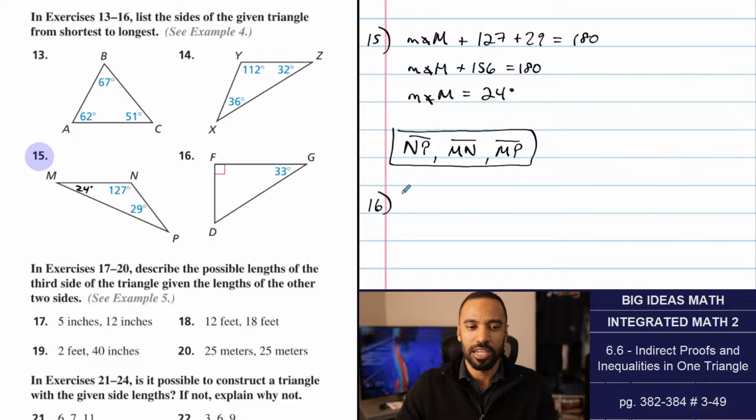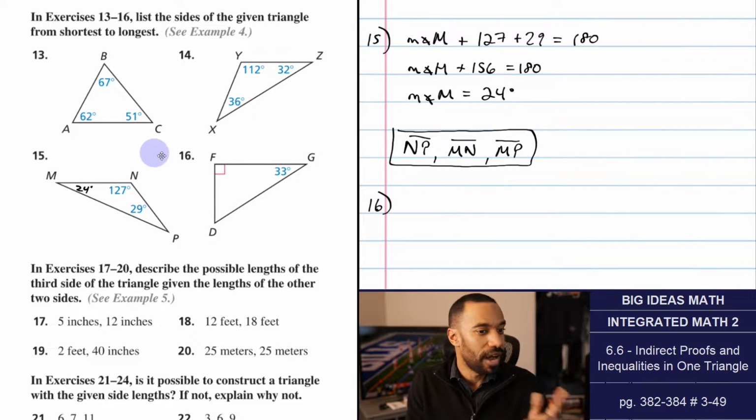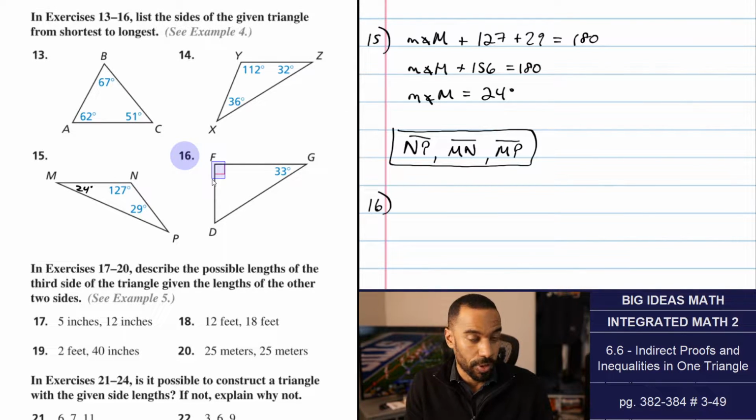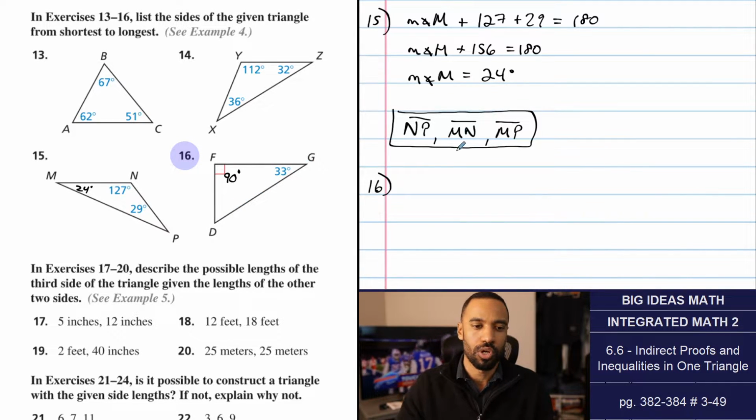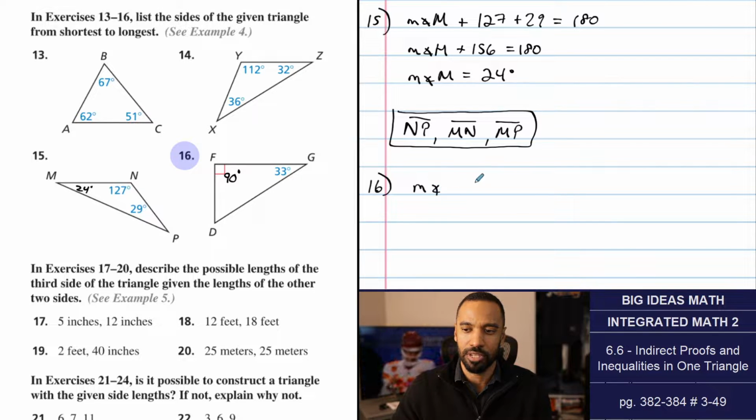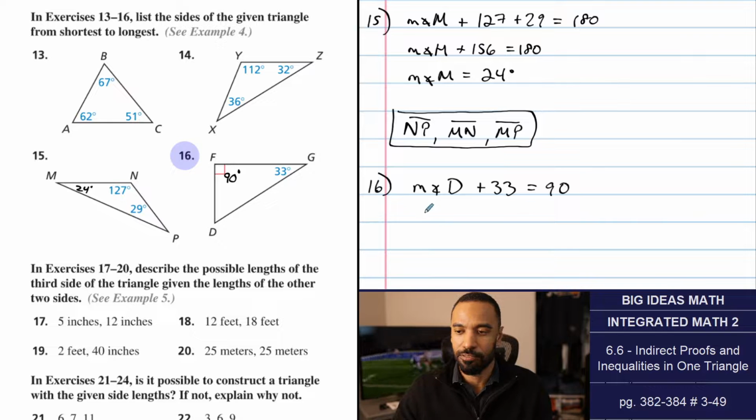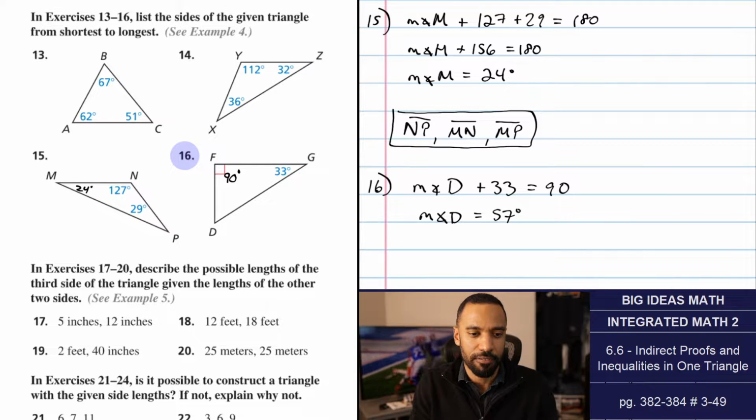Now, number 16 is a lot like number 15, only we have one angle measure. This is a 90-degree angle, which is something we probably should write down. But we don't have to add all of these to 180. G and D are complementary angles. If this is 90, then these have to add to 90, because they all have to add to 180. The right angle is going to have to be the largest in a triangle, so we already know that one's the largest. But these two would just add to 90. If you subtract 33 from both sides, you're going to get 57 degrees. So there's D at 57 degrees.